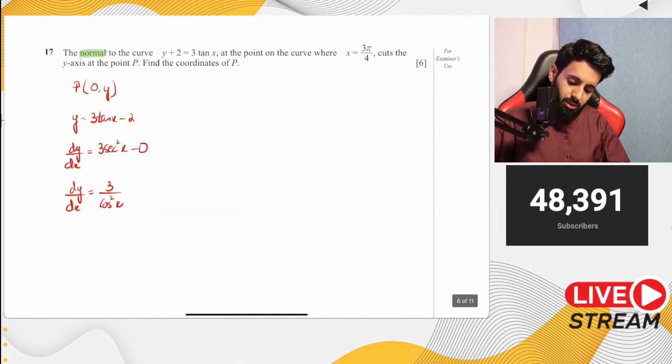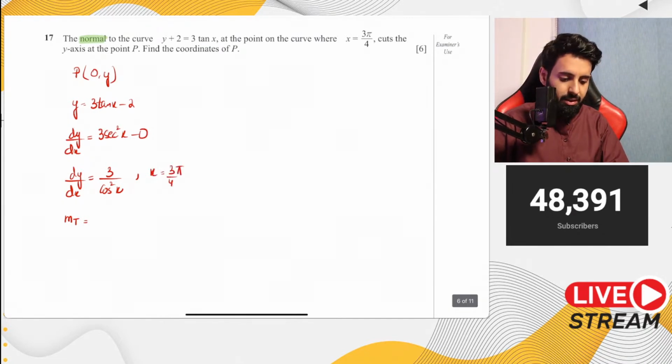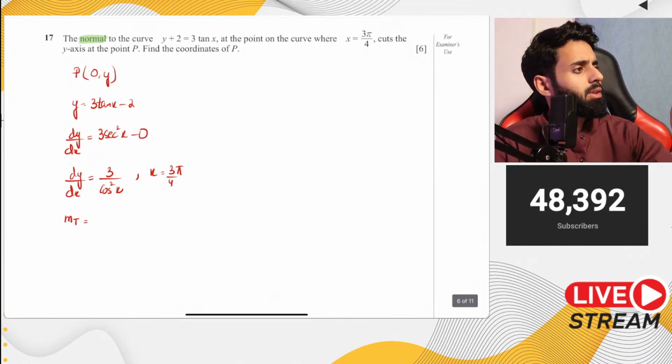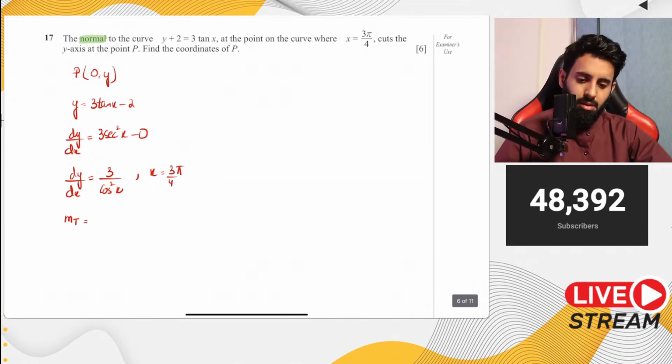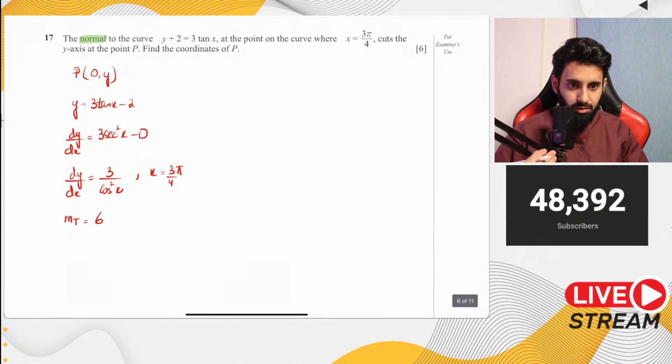By plugging in x equals 3 upon 4 pi, we get the gradient of the tangent. Make sure that your calculator is in radian mode for this one. So 3 upon cos of 3 pi upon 4, close the bracket, don't forget to square it. Just a minute, it's getting warm. Yeah, don't forget to square it. So this is what we're looking at. The gradient of the tangent is equal to 6.